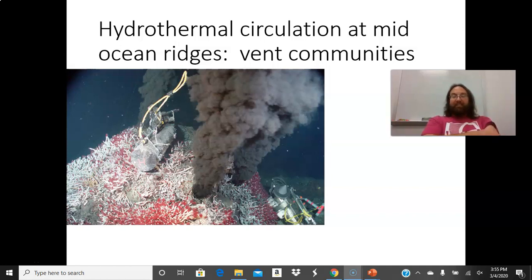So back in the 1960s, we thought the ocean floor was basically devoid of life. Then we started sending submarines to some of these mid-ocean ridges once we started realizing what they're like. And suddenly it's like, my God, they're teeming with life. Whoa!